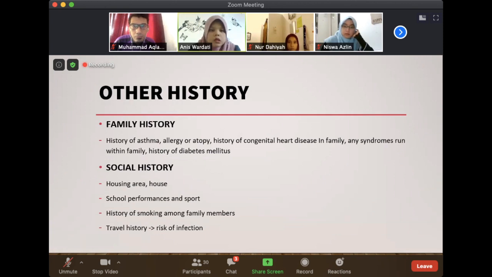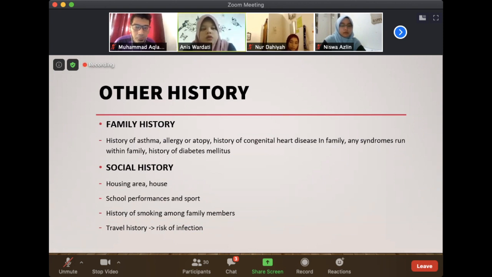For family history, ask about the history of asthma, history of allergy or atopy. If there is any congenital heart disease in the family or cardiovascular disease in the family, or any syndromes that are inherited in the family, or if there is any history of diabetes in the family as well.